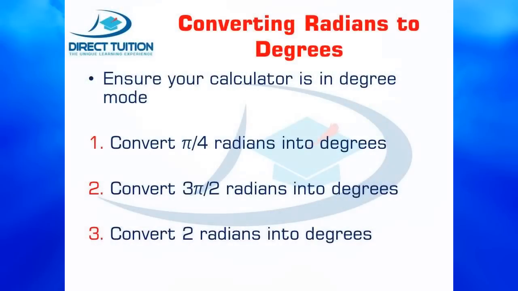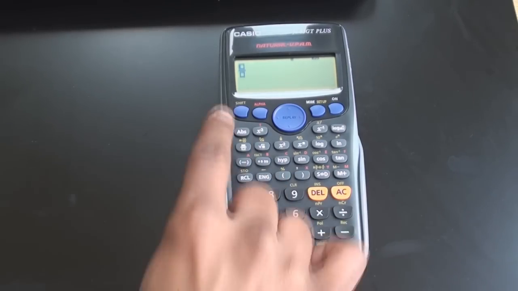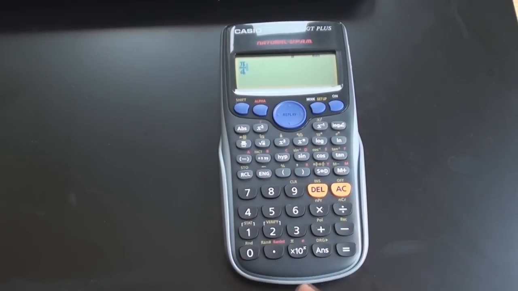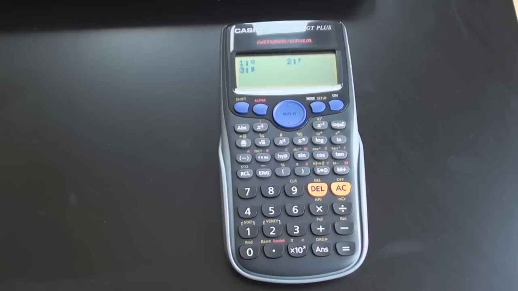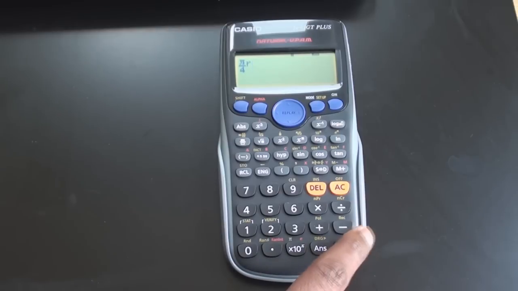Question 1 is to convert pi by 4 radians into degrees. The way I do this is use the fraction mode, pi by 4. Make sure you come out of the fraction, and now press Shift and Answer, which will take you to this DRG button. The value that I've put in is in radians, so I'm going to choose number 2 for radians. This will automatically convert it into degrees because my calculator is in degree mode. Now I press equals and I get the answer 45, which is correct.